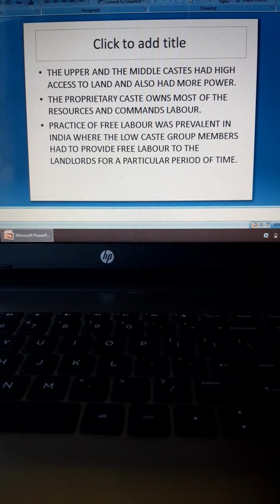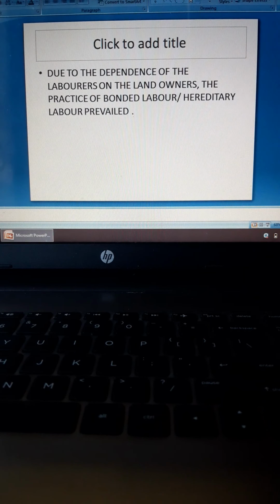So free labor was practiced where the lower caste people had to work in the farms of the upper caste, the landowning class, the dominant class, without being paid for a certain amount of time. Due to the dependence of laborers on the landowners, the practice of bonded labor, hereditary labor, prevailed. Since the lower caste laborers did not own any land, they had to depend upon the upper caste people, the dominant and landowning castes, for their sustenance. As a result, it resulted in bonded labor or hereditary labor, where the laborers might have taken a certain amount of money.